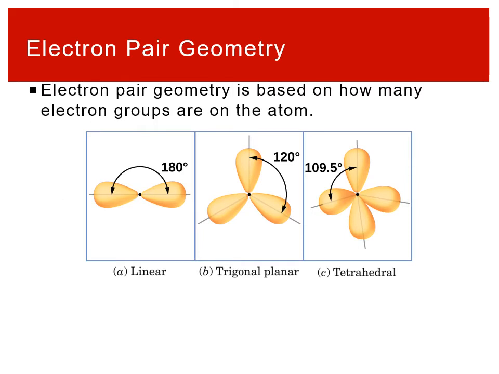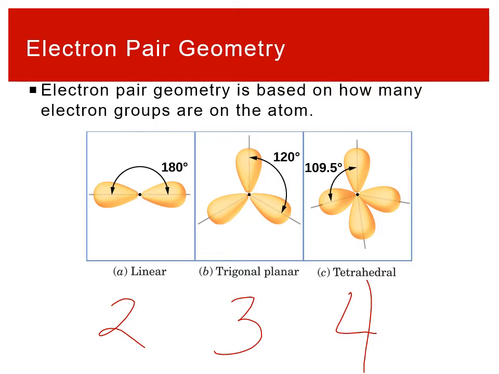Here we can see what the associated shapes would be based off the different numbers. We're really only going to be focusing on smaller molecules. So our possibilities are we have 2 electron groups, 3 electron groups, or 4 electron groups. And the corresponding shapes are linear, trigonal planar, and tetrahedral. And again, it's all about pointing as far away from each other as possible.